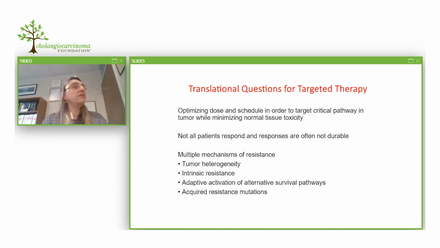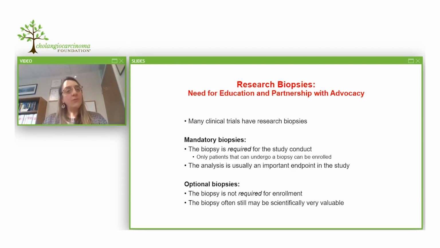But it's important to note that not all patients respond, and responses often, unfortunately, are not durable. So as translational researchers, we not only want to enroll on these trials, but we want to use these trials as opportunities to better understand the drugs. We want to understand the mechanisms of resistance, whether it was just because the tumor was heterogeneous, whether some of these tumors were intrinsically resistant, what the adaptive responses in the tumor are, meaning when you treat the tumor, what does the tumor do to overcome the drug, and what are the acquired resistance mutations.